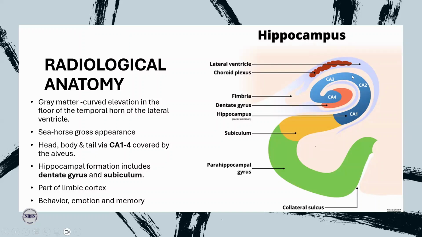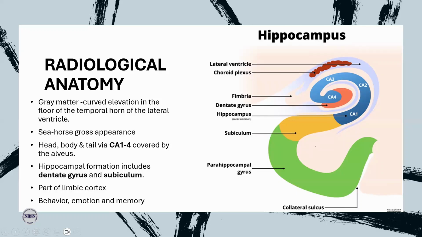So this is the hippocampus, sorry, the hippocampus. So you see C4, C3, C2, and C1 is being covered by a thin sheet of white matter, the alveolus, that continues medially as a fimbriae. The dentate gyrus is connected to the head of the hippocampus, and the hippocampus continues as the subiculum that continues also as the parahippocampal gyrus, and this depression here, the collateral sulcus.